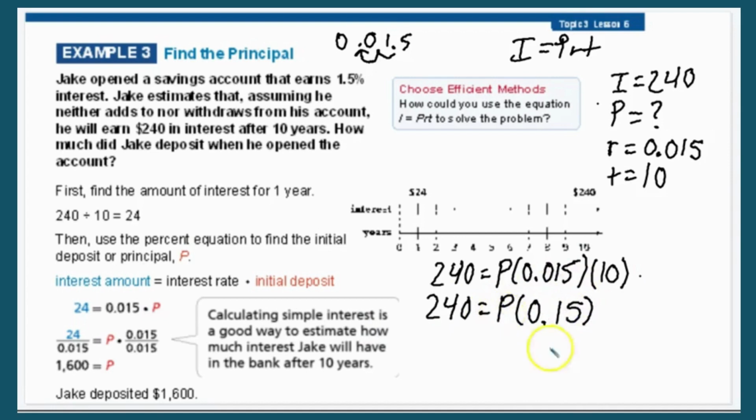Okay? So now we need to get P all by itself because P is a variable, and we're solving for it. So we need to get P all alone. We're multiplying, therefore we would divide. So what are we dividing by? The number that's there, 0.15. And we do it at both sides to keep it equal. So now P equals, when you work this out, you will get 1,600. So Jake put in $1,600 in the very beginning to earn $240 in interest after 10 years.